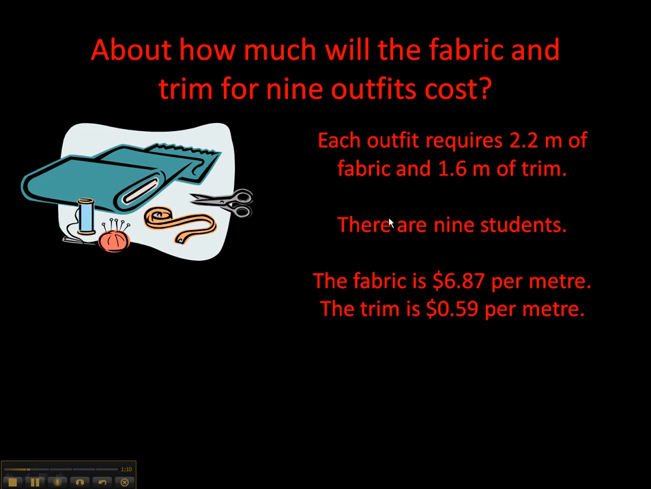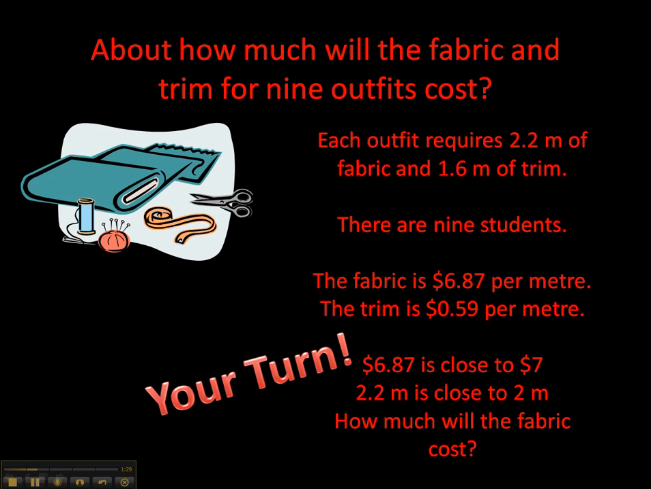The fabric is $6.87 per meter, and each outfit requires 2.2 meters. The trim is 0.59, or 59 cents per meter, and 1.6 meters are required for each outfit.